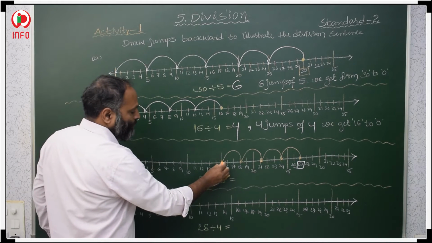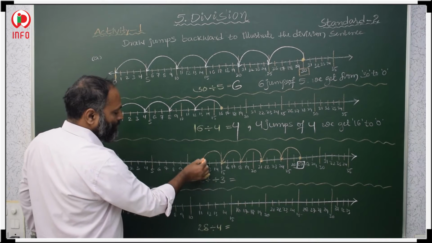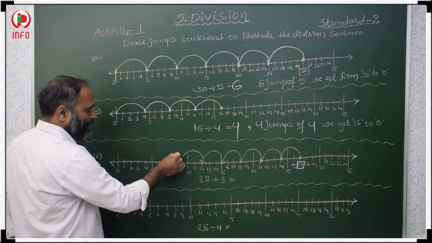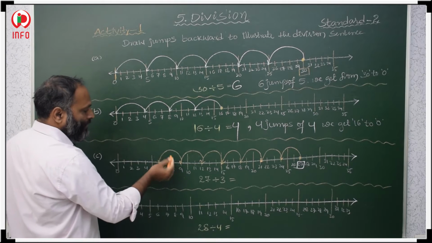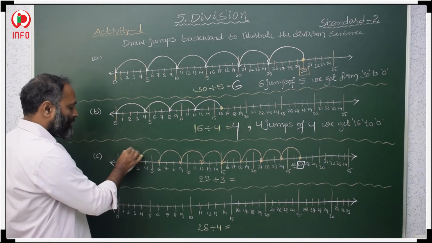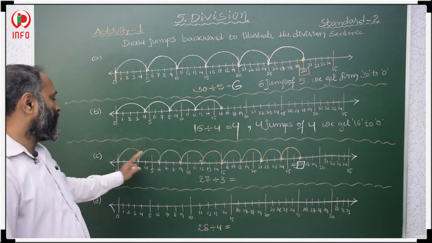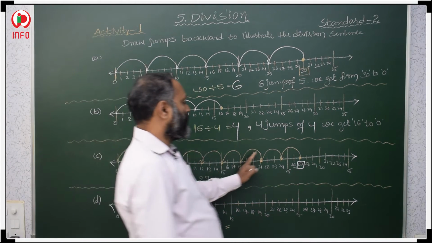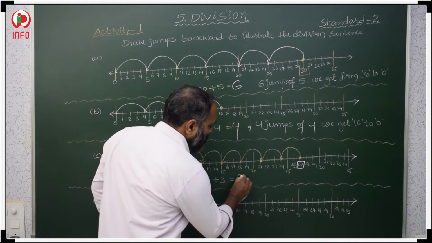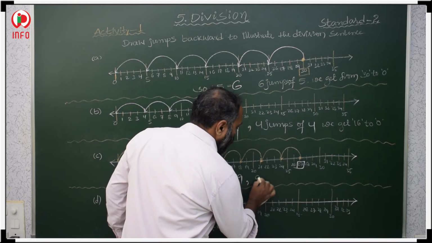From 15, 3 steps back, you are at 12. 3 steps back, you are at 9. Again 3 steps back, you are at 6. 3 steps back, you are at 3. Again 3 steps back, you are at 0. Then how many steps? 1, 2, 3, 4, 5, 6, 7, 8, 9. 9 jumps. Here the statement is 9 jumps.